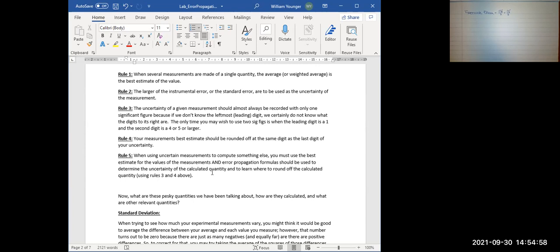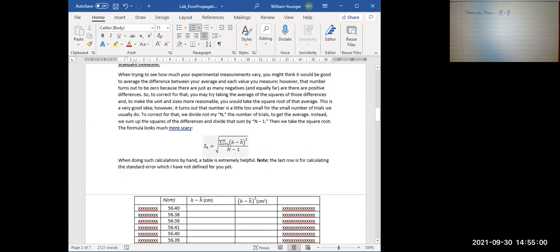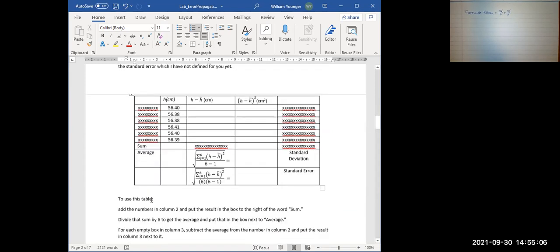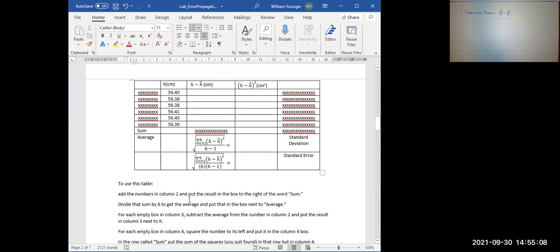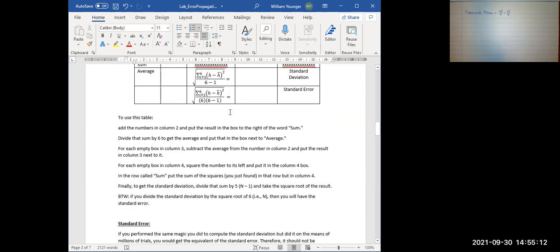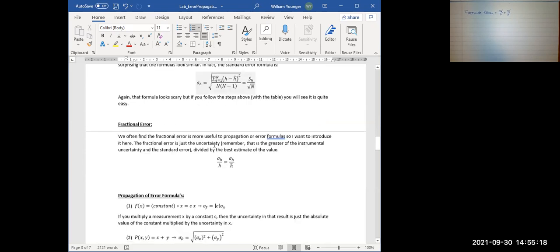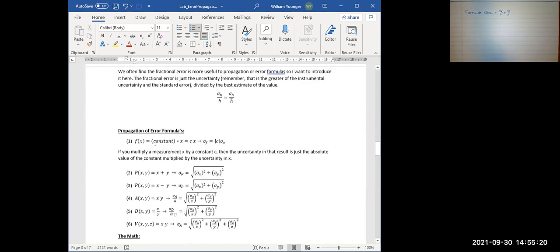Okay, so I basically just told you everything. There's your formula for standard deviation. This is an example table like the one I just did, only the paragraph below tells you how to use it, which I just did, so you don't have to go back over that again. I want you to turn in the whole lab, but you don't have to fill in anything until you get down here to number 1. Here's the standard error formula. Here's the fractional error formula. And now I'm going to give you the propagation of error formulas.